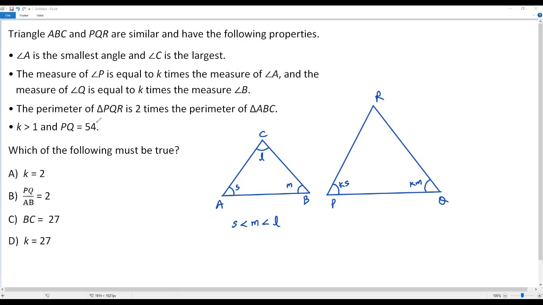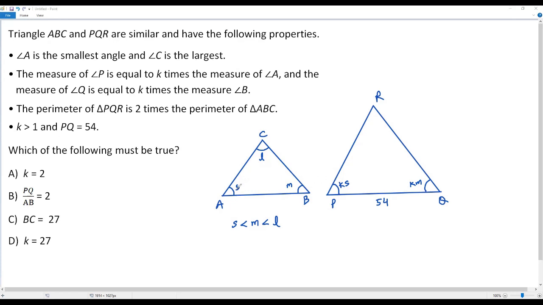Now let's consider the other information, that is K is greater than 1 and the length of the side PQ in the triangle PQR is 54. Now let me mark 54 over here. So that's the length of the side PQ. Since the two triangles ABC and PQR are similar, the three interior angle measures we have in the first triangle ABC must be equal to the three interior angles of the second triangle PQR.